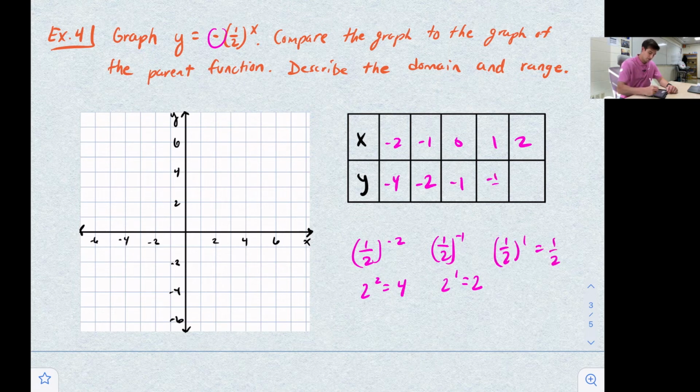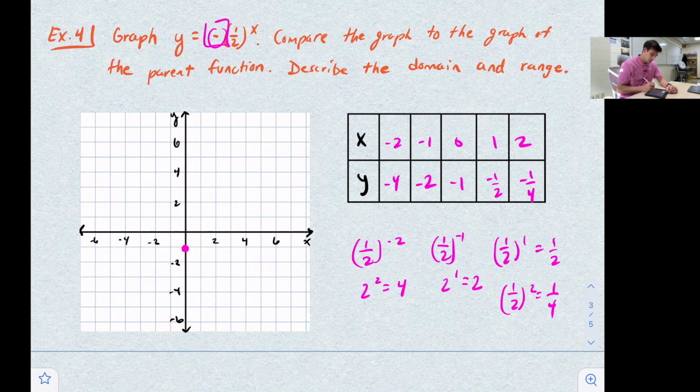Now we make it negative, so we get -1/2. 1/2 to the second power would be 1/4. Make it negative, and we get -1/4. Okay, so now we can plot these. I'm going to start with (0, -1), because once again, that was my a value, which is my y-intercept.